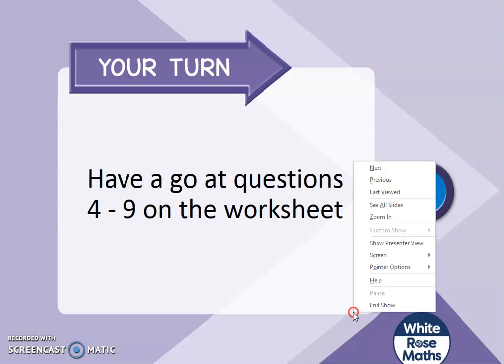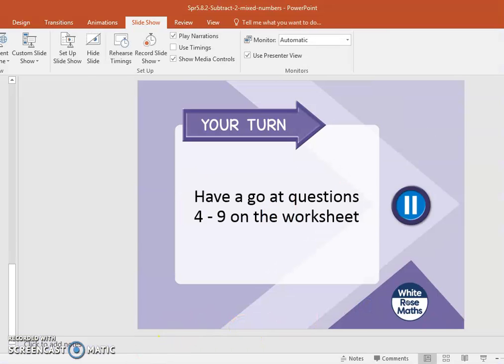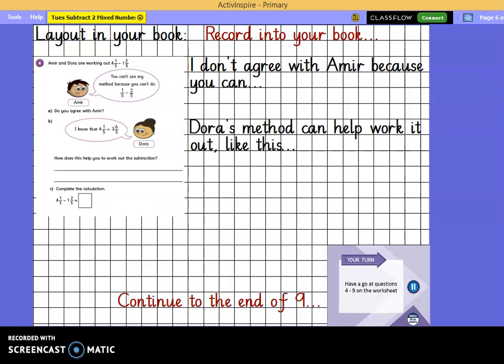Have a go now at questions 4 to 9 on your worksheet. And here's how I'd like you to record it. So you take each one, cut it out, stick it on the left side of your page, and record your answers neatly to the right of those questions. I don't agree with Amir because you can, what can you do? We've just been practicing it in our video. Dora's method can help work it out like this. So you need to explain how Dora's method would help. And then you complete the calculation. I'd like you to keep going all the way to the end of question 9.